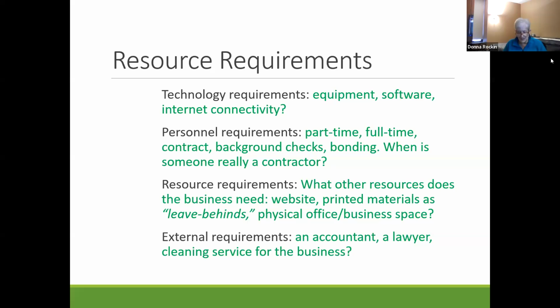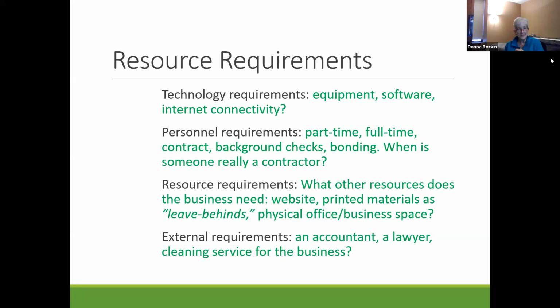Also, think about resource requirements. What other resources does the business need? Do you need a website? How complicated does the website have to be, or is it just a billboard telling your hours and the services? Do you need printed materials? Do you need leave behinds? Now there's very few leave behinds. When you used to look at a car, you used to get pictures, the brochure of the different models. Now you just get sent to Ford or GM or Toyota websites to see all the cars.